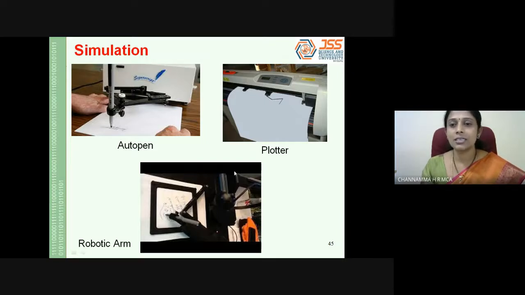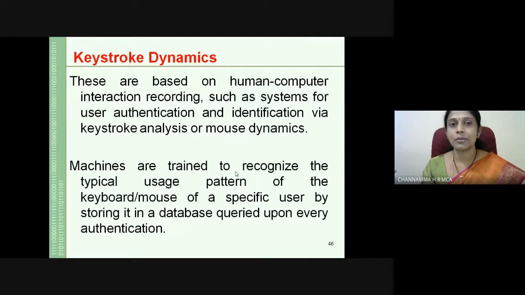These machines get information and automatically learn how to make a forged signature, and they produce the signature as the genuine person does. So these are the possibilities of creating fake biometrics.